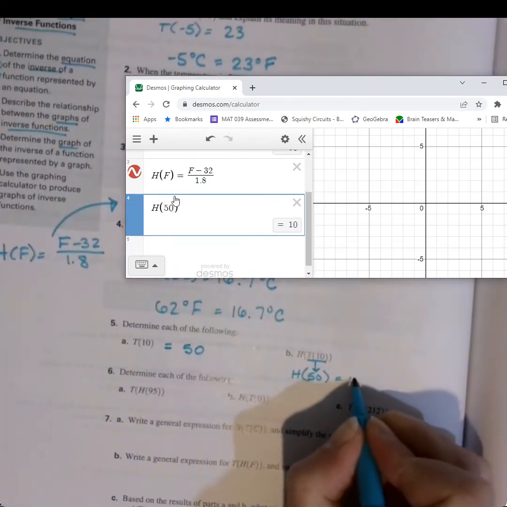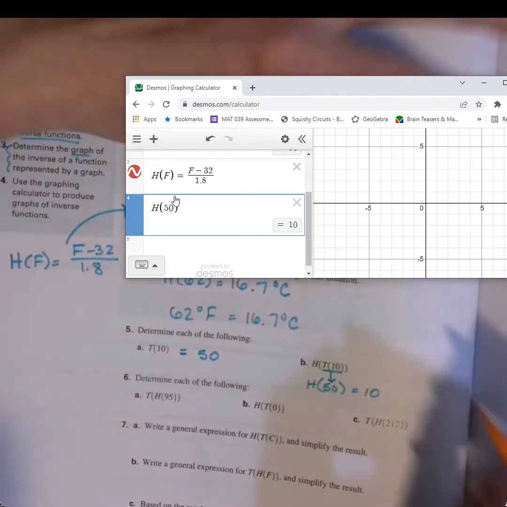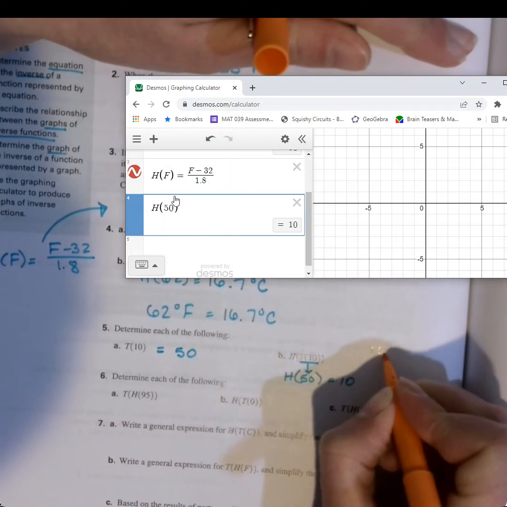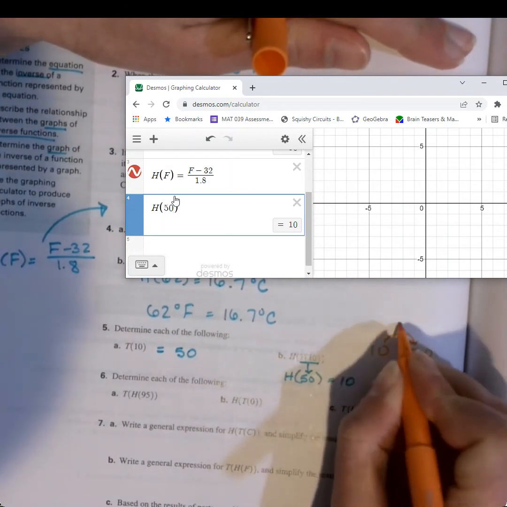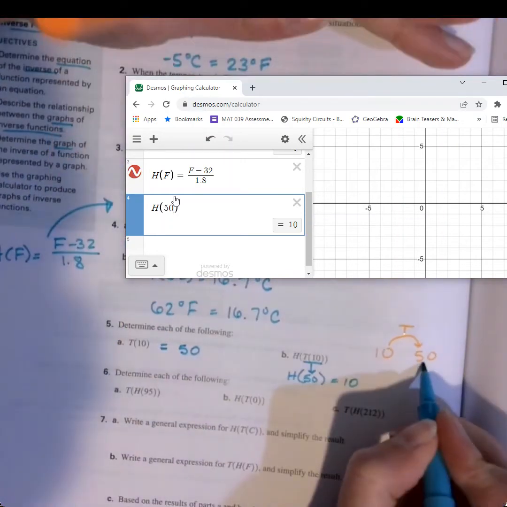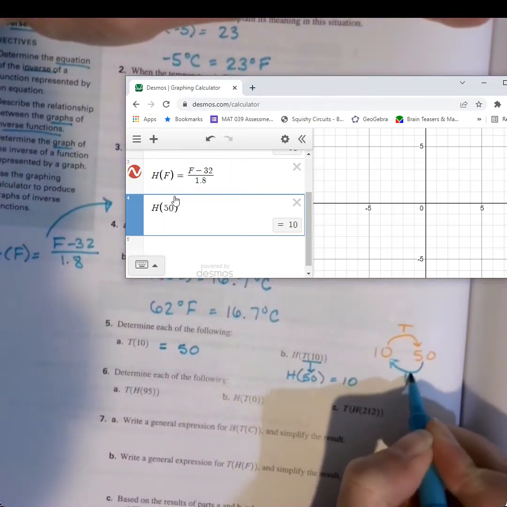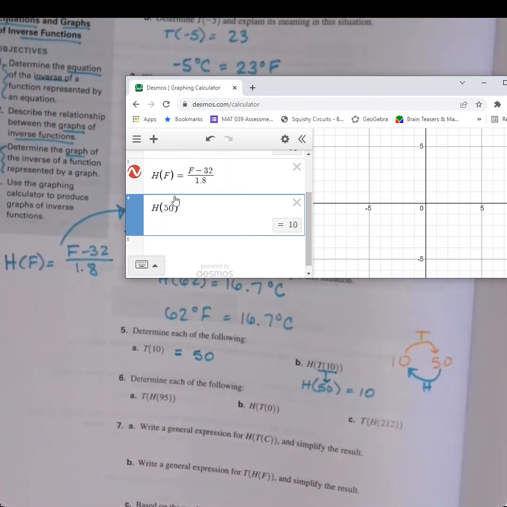It's 10, which should not surprise us. We saw this in the last section as well. What we've done here is take a map from 10 to 50 with the t function, and then because h is its inverse, we mapped back with the h function. So we are ending up at 10. We went from 10 to 50 and back from 50 to 10.